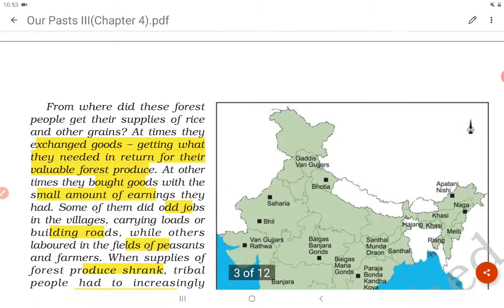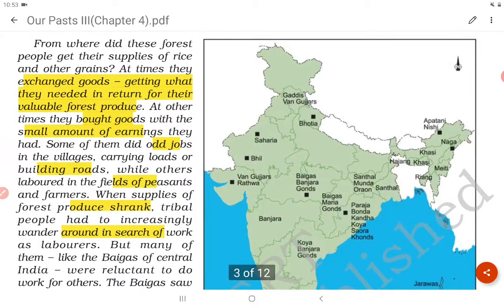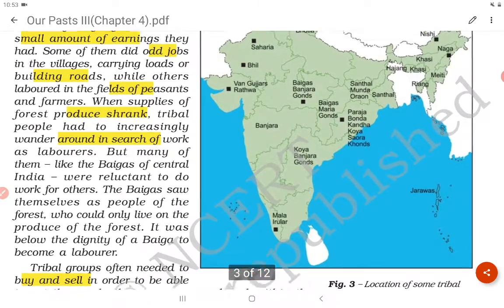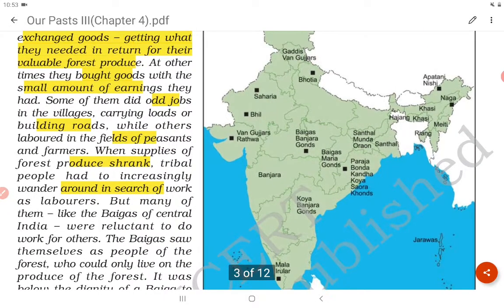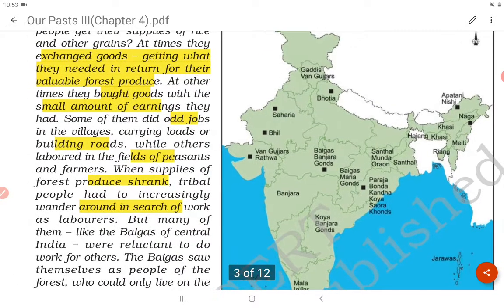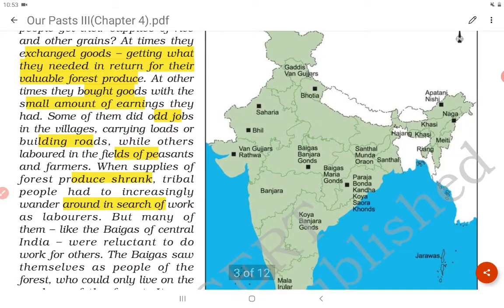From where did these forest people get their supplies of rice and other grains? At times they exchanged goods, getting what they needed in return for their valuable forest produce. So what is this figure? This figure number 3 shows the location of some tribal groups in India. So these are all the tribal groups. We can find them all over India. At other times, they bought food with the small amount of earnings they had.